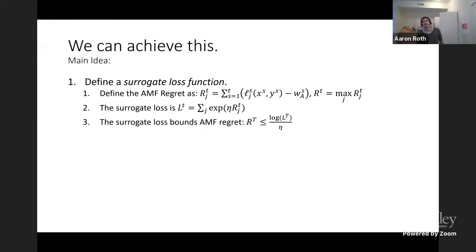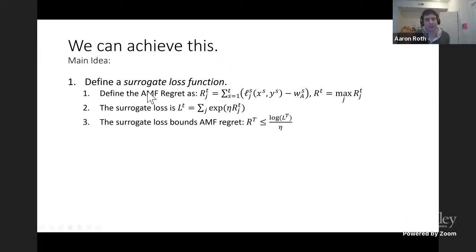Okay. Let me tell you briefly how you derive it. If you've worked a lot in no-regret learning, nothing here is going to be surprising. We're using reasonably straightforward techniques. We're going to move to a surrogate loss function.